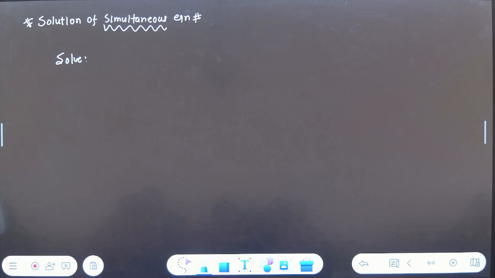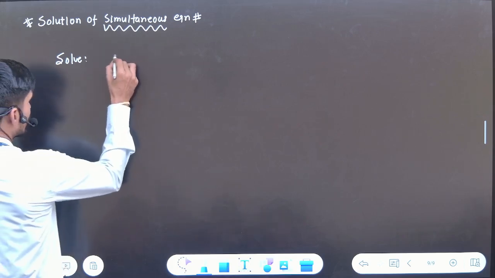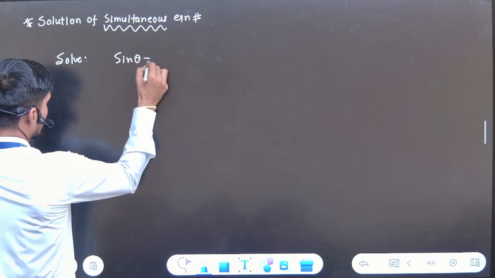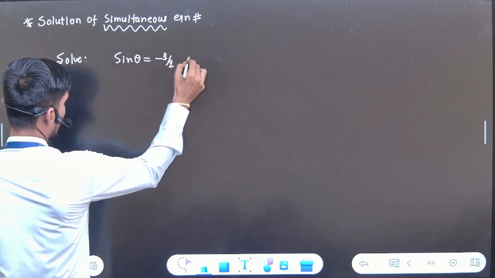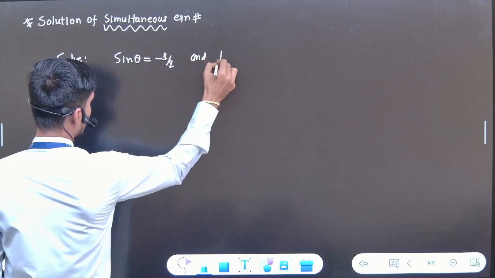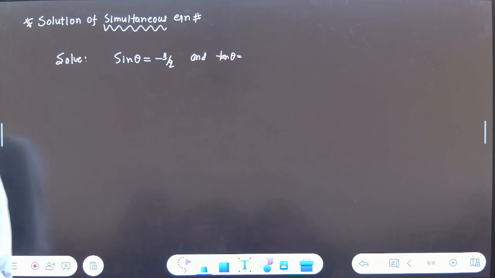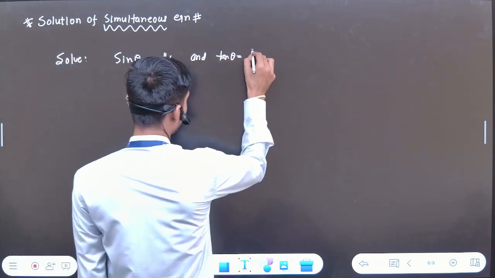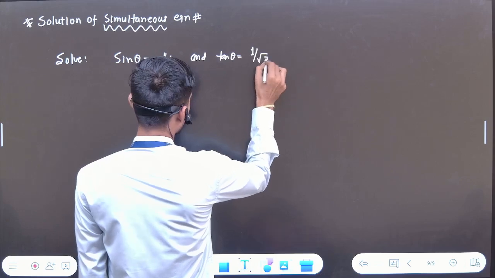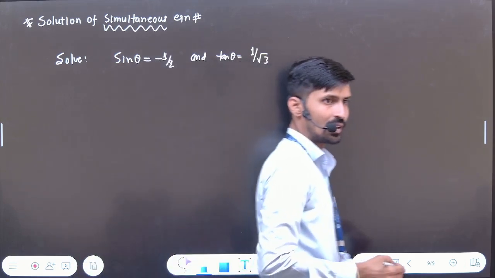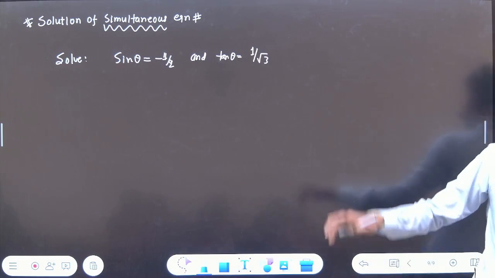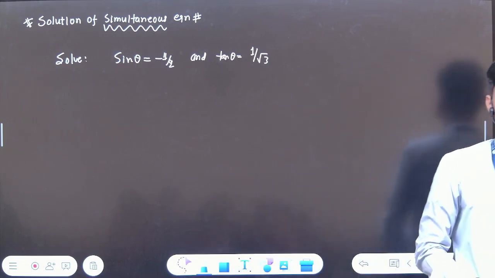Sin theta is equal to minus 1 by 2, and tan theta is equal to 1 by root 3. Now we have to find the angle which will satisfy both, not one.